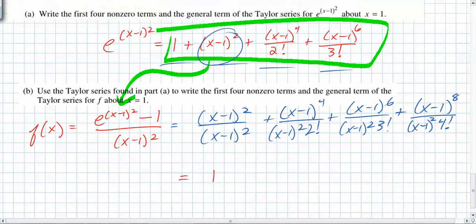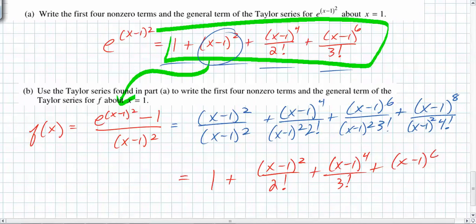They're going to want to have it as 1 plus x minus 1 squared over 2 factorial plus x minus 1 to the 4th over 3 factorial plus x minus 1 to the 6th over 4 factorial. And are you done? No, they want the general term, right? It's subtracted, they killed the initial one right there. We killed it, but then we made a new one, because we divided x minus 1 squared by x minus 1 squared.